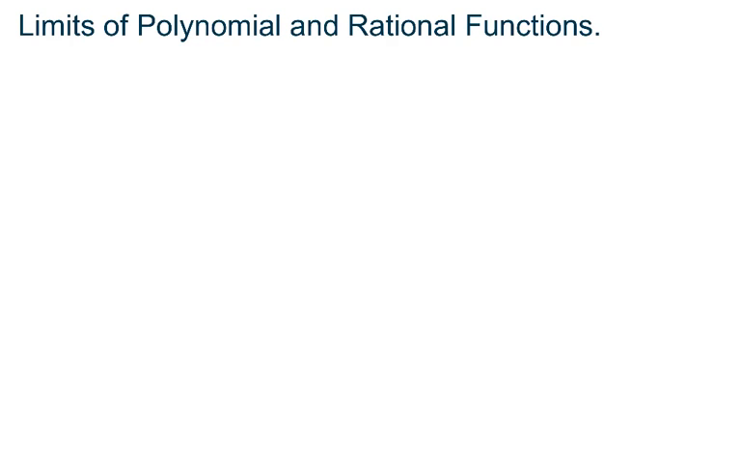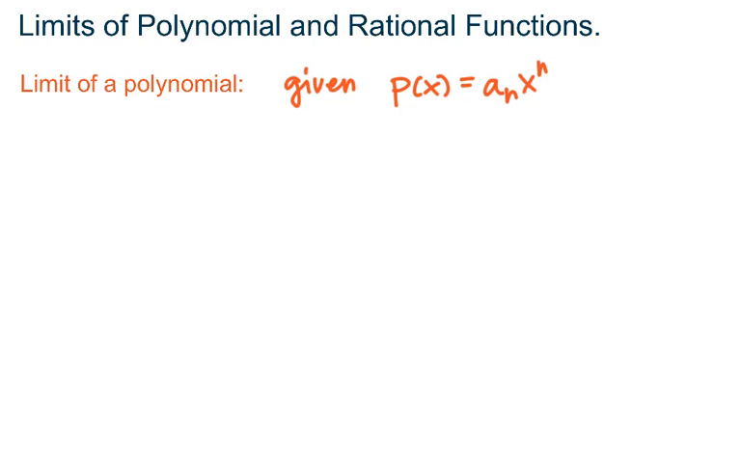Considering the limit examples in the previous video, we established that if you're dealing with a polynomial function or a rational function, really the easiest way to determine the limit is to try and evaluate the function given the limit value that you're approaching. So consider a limit of a polynomial. Say we are given a polynomial function, we'll call it p of x, equals a sub n x to the n, plus a whole bunch of terms all the way down to a sub 0, the constant term.